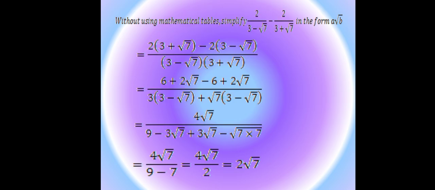Without using mathematical tables, simplify 2 all over 3 minus the square root of 7, minus 2 all over 3 plus the square root of 7, in the form a into the square root of b. Now if you simplify following the steps, I'll put them down there, you get the answer of 2 into the square root of 7.